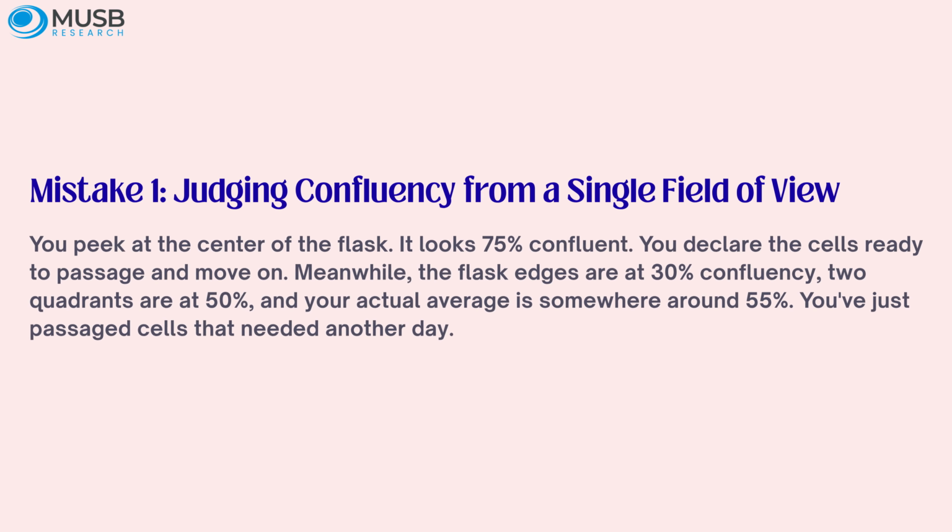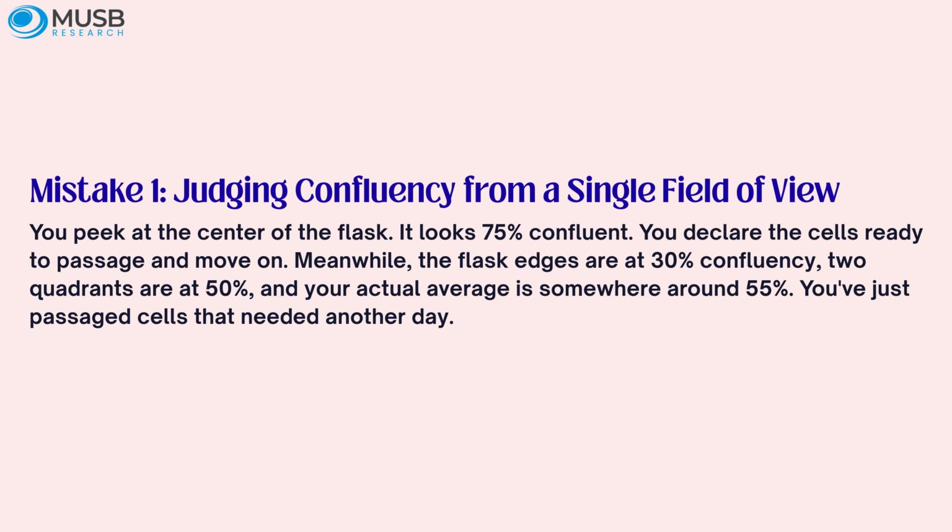Mistake 1. Judging confluency from a single field of view. You peek at the center of the flask. It looks 75% confluent. You declare the cells ready to passage and move on. Meanwhile, the flask edges are at 30% confluency, 2 quadrants are at 50%, and your actual average is somewhere around 55%. You've just passaged cells that needed another day.